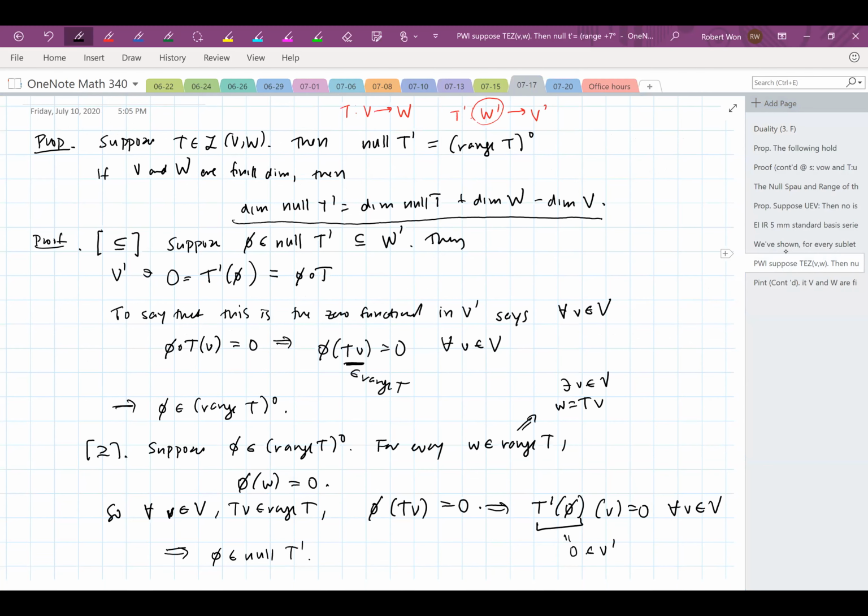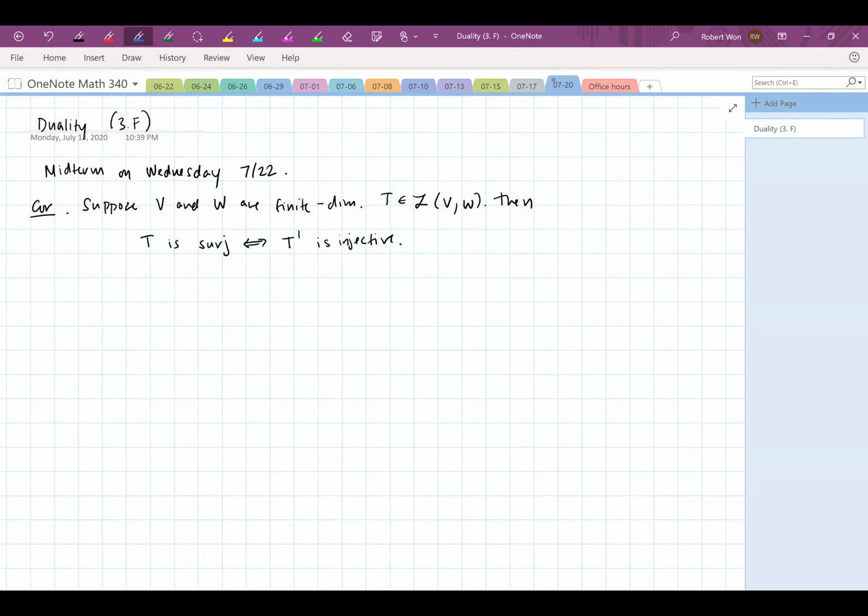Why should I expect that this previous result should be helpful? Well, the injectivity of the dual map is the same thing as saying that the null space of the dual map is trivial, right? So the injectivity of T dual should be related to this thing. On the other hand, the surjectivity of the original map T says that the range of T is everything. So the surjectivity of T and the injectivity of T dual should be related by this theorem. Okay, so let's prove this.